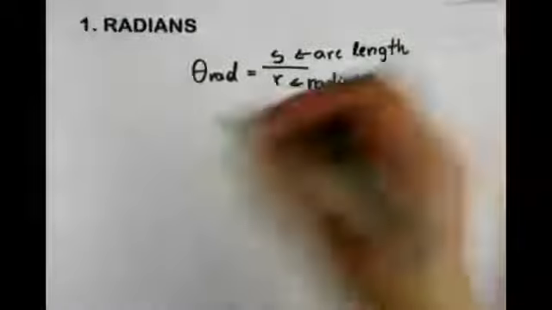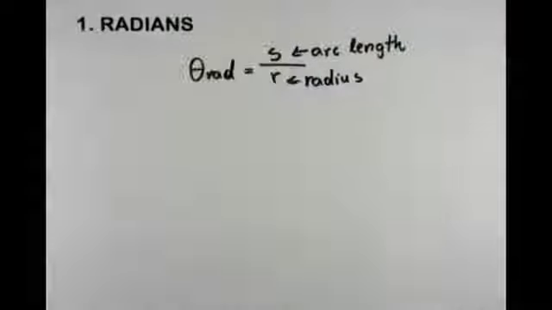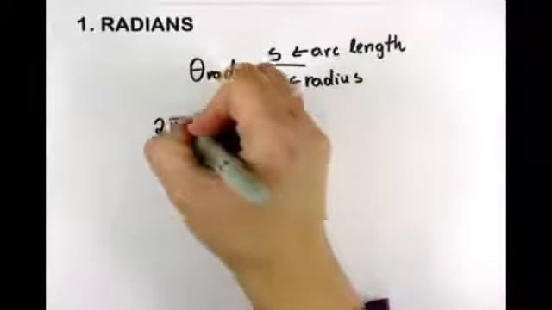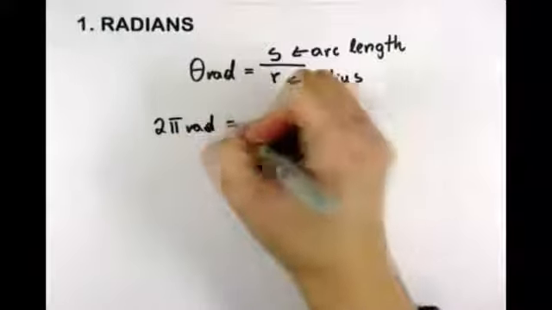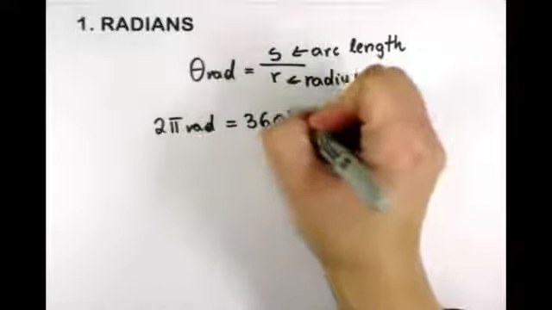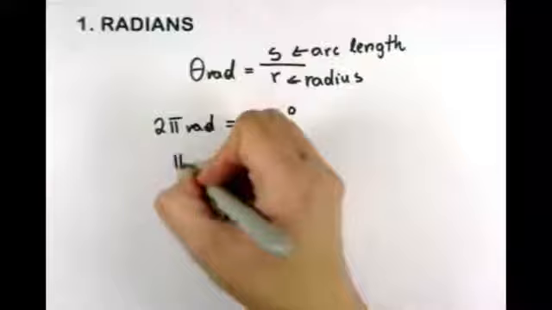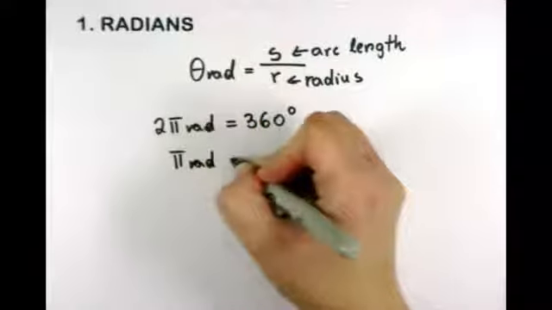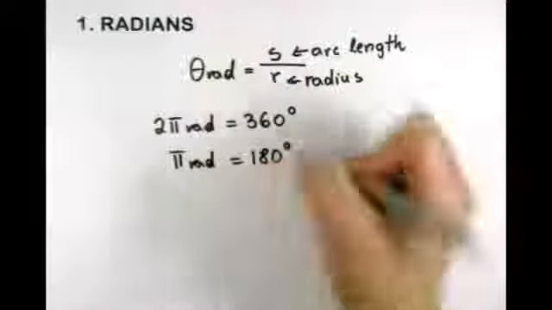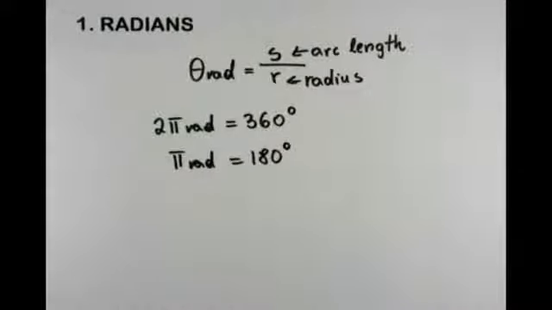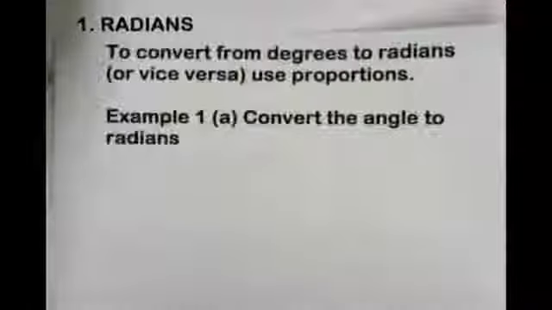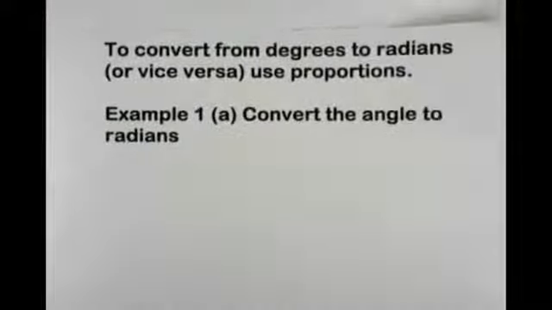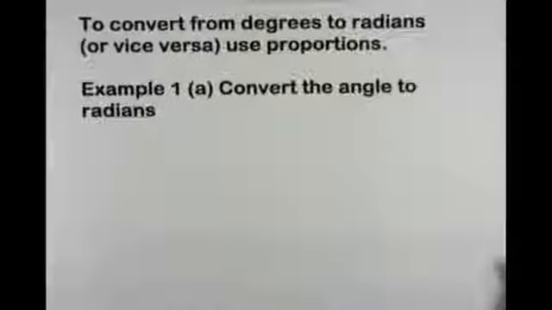Okay, and we know that 2 pi radians is the whole revolution, 360 degrees, and if you divide this by half, pi radians is 180 degrees. Now, to convert from degrees to radians, or vice versa, we use proportions.